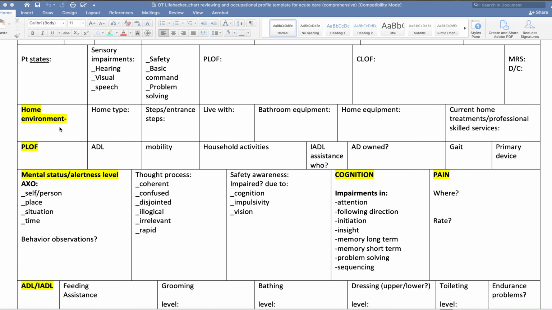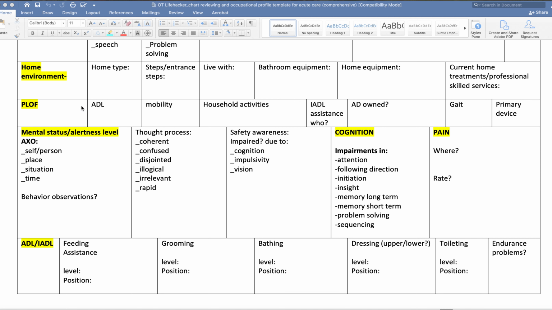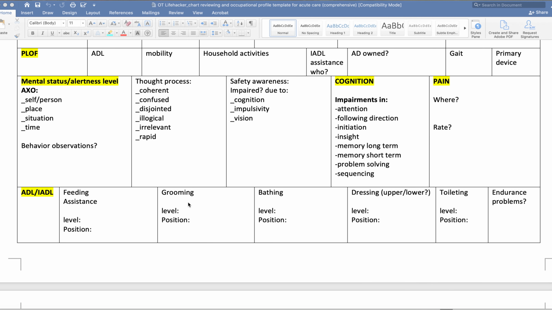And then when I ask them questions, and even in the chart review, I look for home environment, the type, and I look for the prior level of functioning. Okay, prior level of functioning, I need to look at all of these. Then for all of those, that's what I'm looking at: their feeding, grooming, bathing, dressing, toileting, endurance. This is all stuff we look at in acute care.